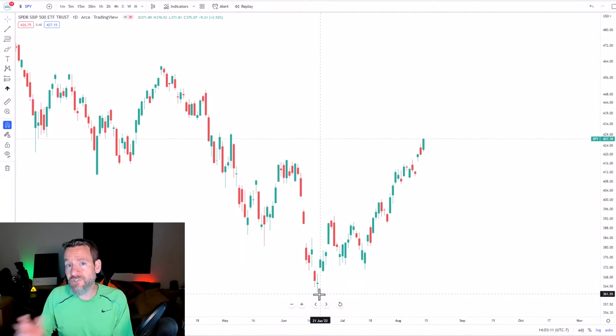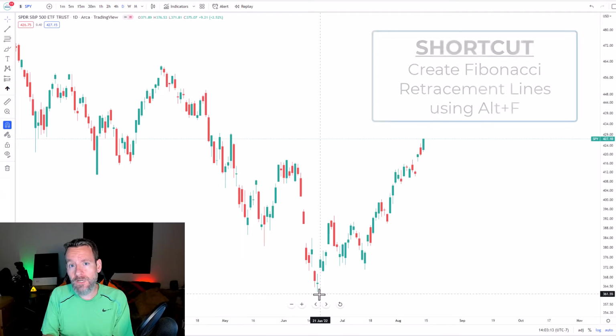Fibonacci was a mathematician who lived in the 12th century, and he discovered that there were patterns that occurred in nature that would also repeat themselves throughout a number of different randomly generated data sets, including the stock market. It sounds wonky, but it actually tends to be true. Fibonacci retracement is so popular that it's a built-in shortcut in TradingView.